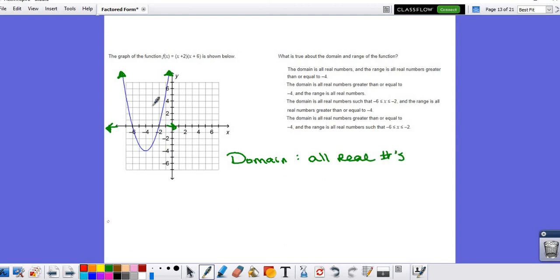Okay, and then let's talk about your range. Your range is your y values. So if I look at my y values, where do my y values start? Because they're not all real numbers. So my y values start right here at -4. And if they're going up, it's greater than. If they're going down, it's less than. Okay?